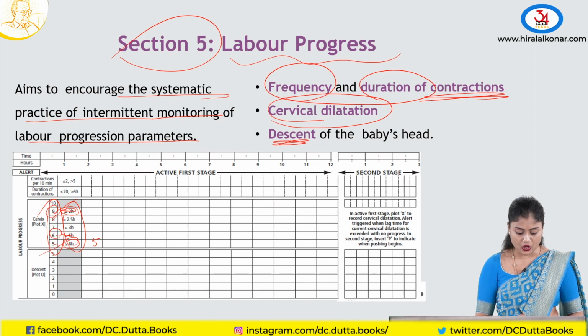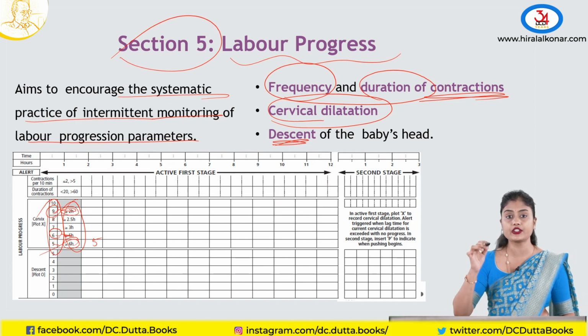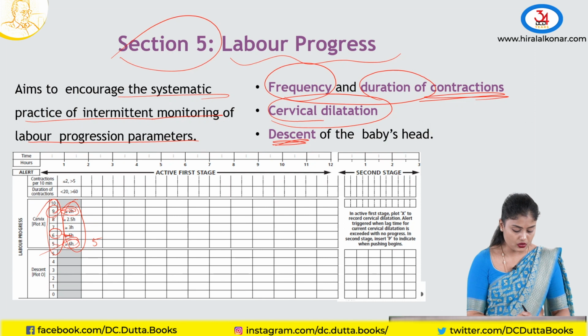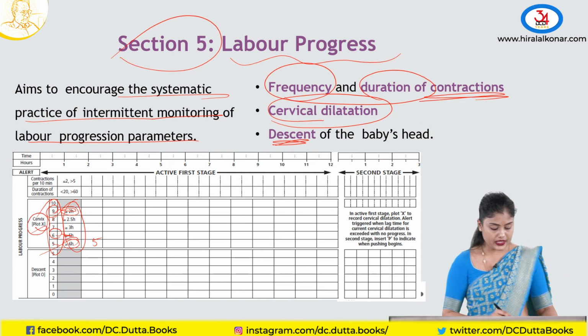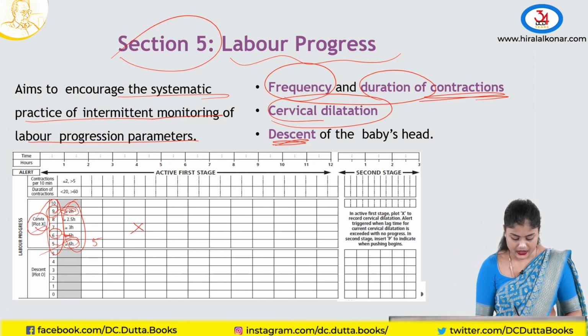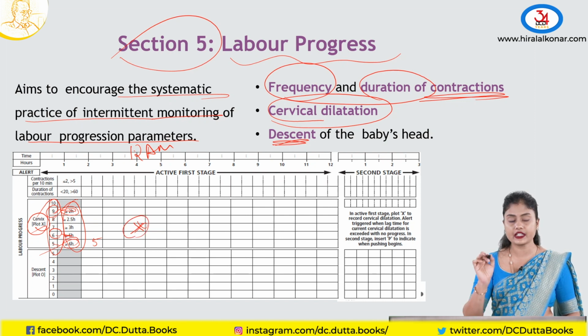This is how you plot for cervical dilatation. It is plotted as X. For example, if she is 7 centimeters dilated, you will write an X against the time, say at 12 am, she is 7 centimeters dilated. So, in the next 3 hours, she should be delivering.